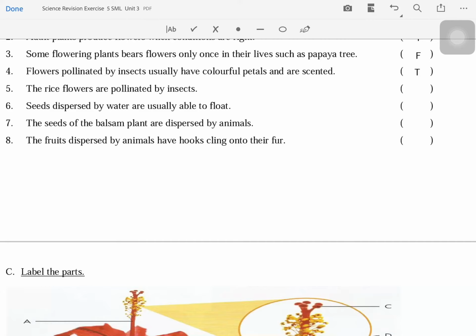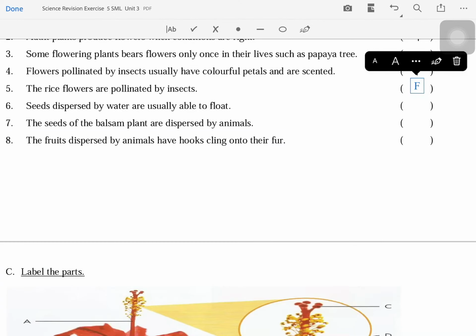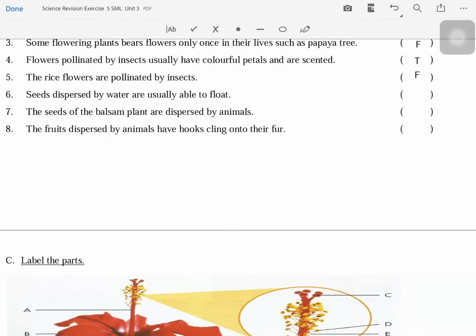All right. So rice flowers are pollinated by insects. All right. So the answer is false. Okay, why is it false? Because rice flowers are dull in color and it is not scented. Okay, it is pollinated by wind dispersal. All right, so it disperses in the wind to be pollinated. Okay. Now question number 6. Seeds dispersed by water are usually able to float. All right, so the answer is true.